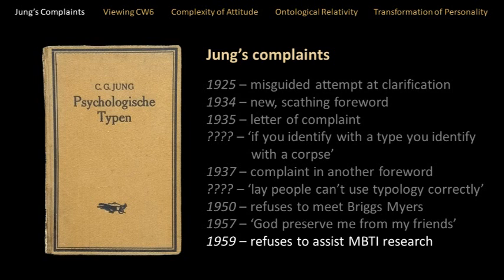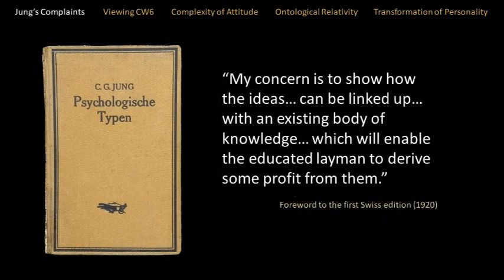Much of the blame for the misunderstanding lies at Jung's door. One major problem was that he gave the book a strange structure, because he was aiming it at a lay audience. In the first foreword he wrote, "My concern is to show how the ideas can be linked up with an existing body of knowledge, which will enable the educated layman to derive some profit from them."